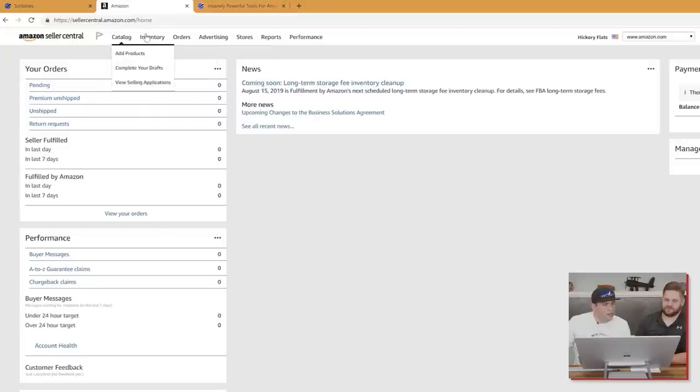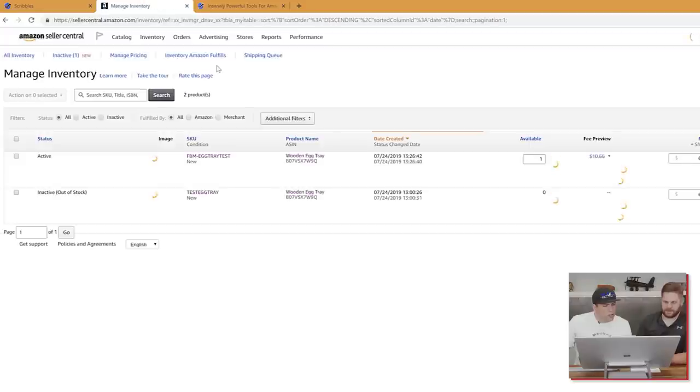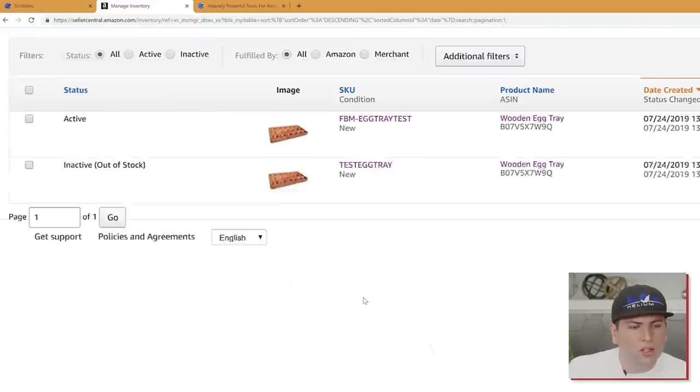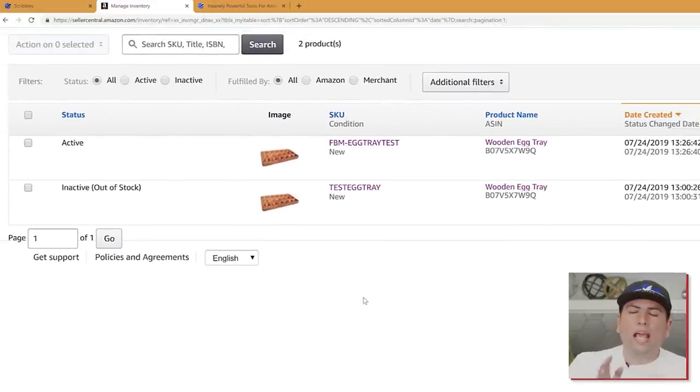Now, at the end of last episode, if you remember, Tim actually shot some pictures of the egg tray with his phone. And off screen, we went ahead and updated those images to the listing. Let's take a look at it here. We are in Manage Inventory, and we're gonna go to the listing right here. By the way, if you notice here, now all of a sudden, there are 2 listings right here. So what I had to do is make a Fulfilled by Merchant listing.